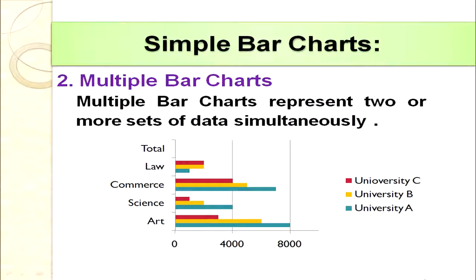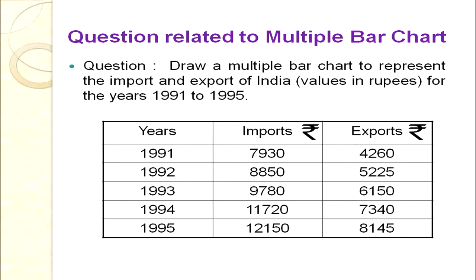Now the next is multiple bar diagrams. Multiple bar diagrams or charts represent two or more sets of data simultaneously. Suppose they have given you export and import for a particular year, or profit and loss for a particular year, or birth rate and death rate. So two kinds of data for the same specific year are given to you, then we are going to draw a multiple bar diagram. Let's see how we construct a multiple bar diagram with the help of this example. The example states, draw a multiple bar chart to represent the import and export of India.